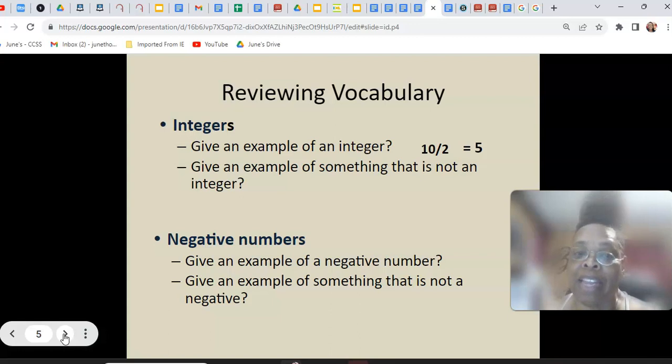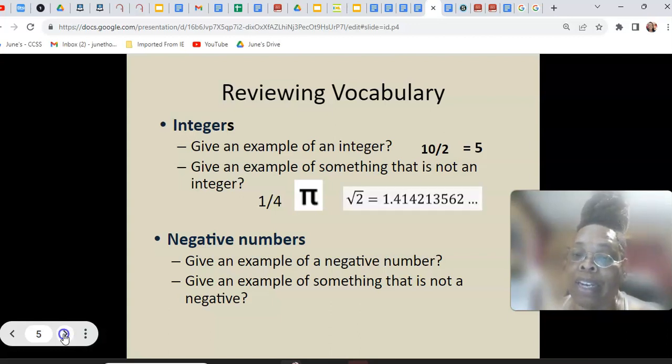Give an example of something that is not an integer. For instance, 1 over 4, it's a fraction. We cannot write it as a whole number. Pi goes on and on and on. It's 3.14 on and on and on. It's not an integer. Neither is the square root of 2. Now the square root of 4 is an integer because the square root of 4 is 2.